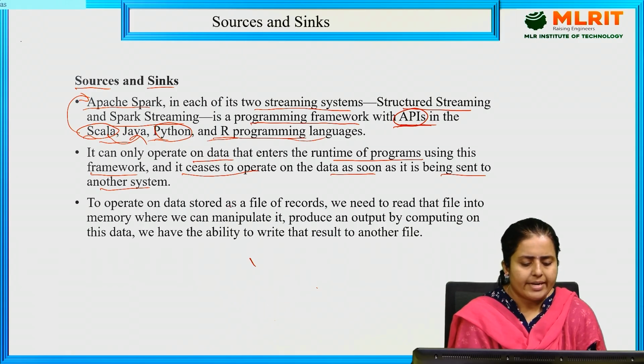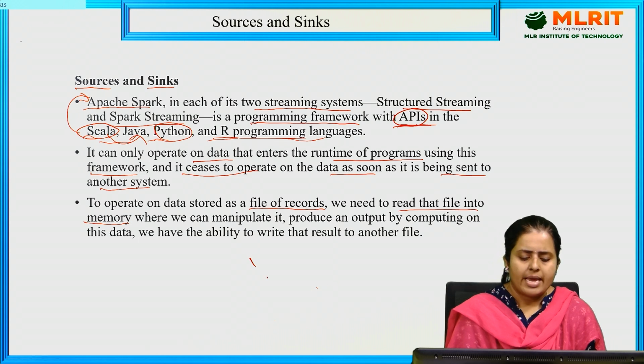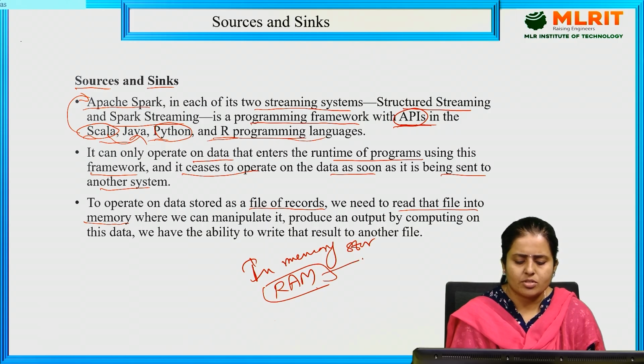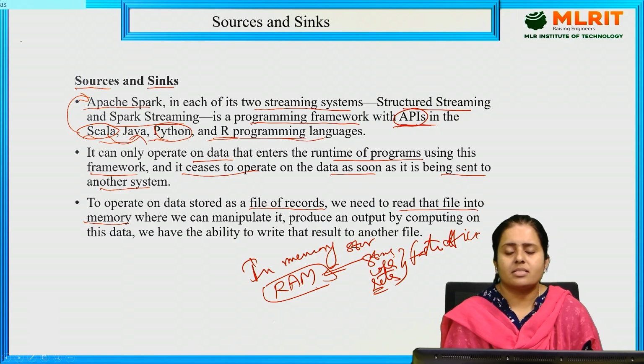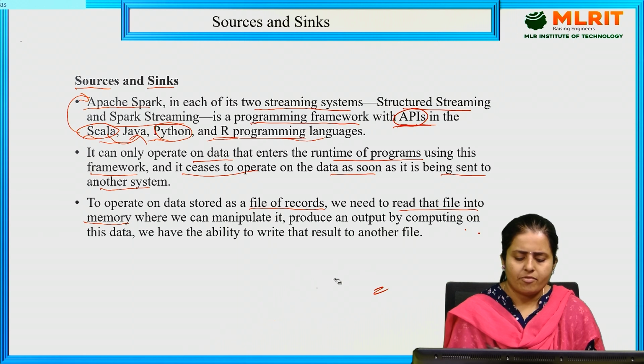To operate on data stored as a file of records, we need to read that file into memory. Apache Spark especially uses in-memory storage, which means that the data is stored on RAM. Okay, which is easy for us to store the data, collect the data and retrieve the data from RAM, and this may provide faster efficiency. If we use RAM or memory as an input or output stream, it is easy for us to access the data at a faster pace.